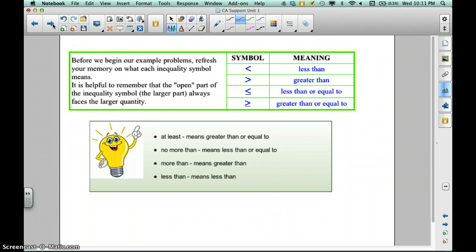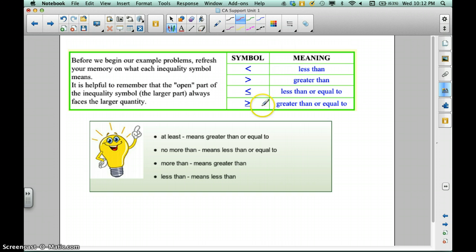All right, before we go on to our inequalities, I need to remind you of some of the symbols that we'll use with inequalities. It's helpful to remember that the open part of the inequality symbol, the wider part of it, is always facing the bigger quantity. So this is a less than symbol. The next one is greater than. This is less than or equal to. And this is greater than or equal to.